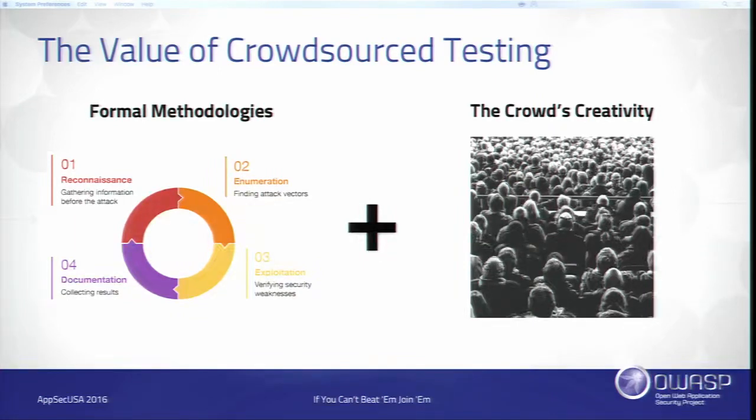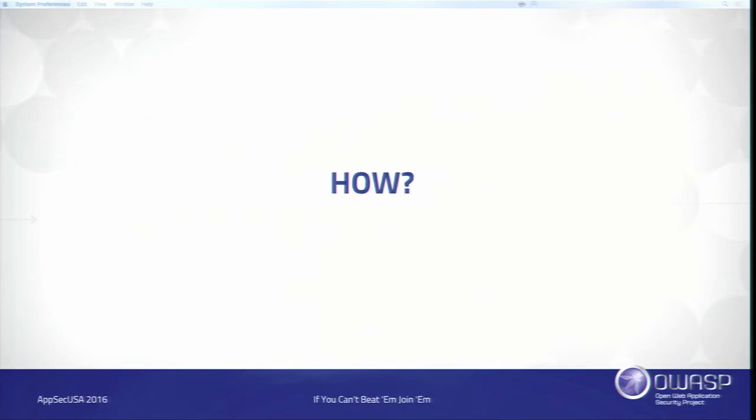That's not to say that they don't use traditional methods or methodologies. You do have this idea of a series of steps: reconnaissance, enumeration, exploitation, documentation, a lot of things you'd see with a normal pen test. But the difference is with a giant crowd of people, you can have them focus on individual areas such that the sum of the whole is far more powerful than just having one or two people using a formal methodology. So how do you go about doing this? That's what we're going to talk to you about.